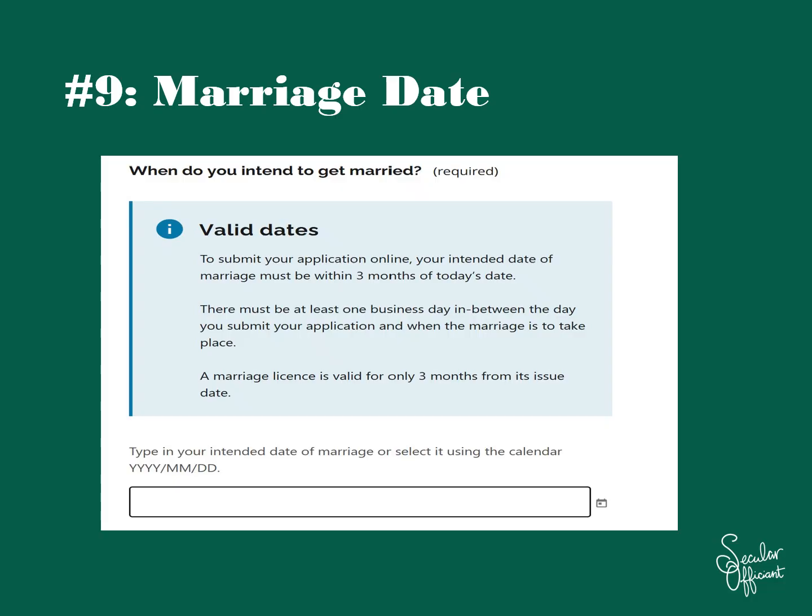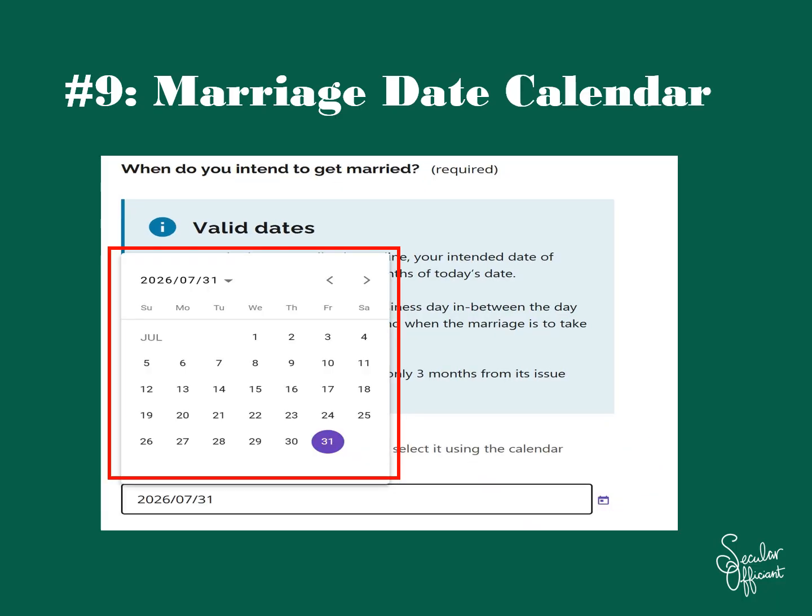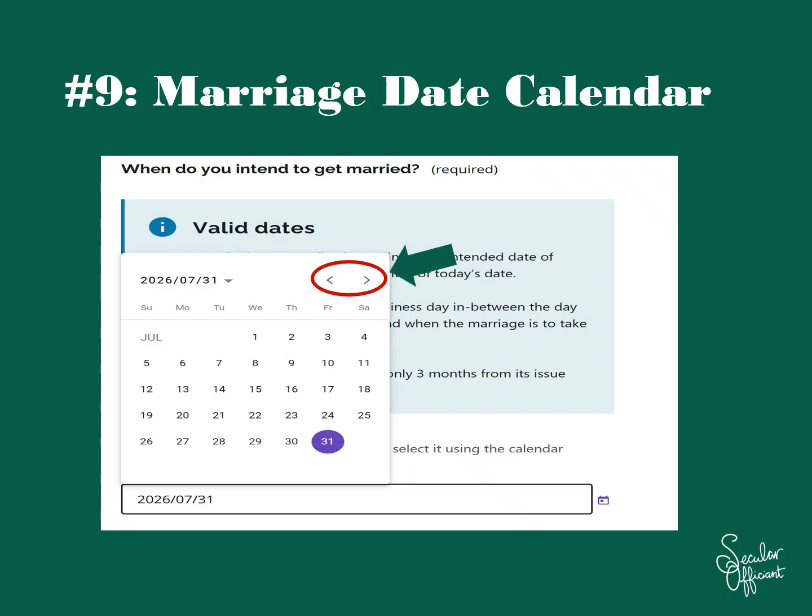Step 9 is inputting your intended marriage date. You can click into the box and type the date in the format year/month into numbers/date into numbers. Or you can click on the calendar button to the right of the text box. A calendar will appear and you can select a date on the calendar. If you need to move to a different month, you can click on the left and right arrows in the top right corner of the calendar. In this example, I selected July 31st, 2026.